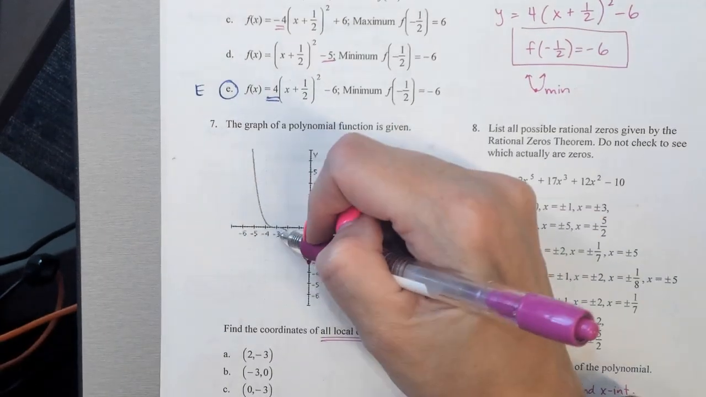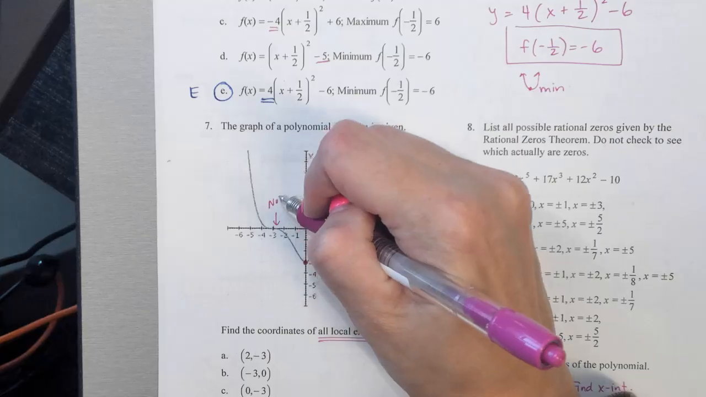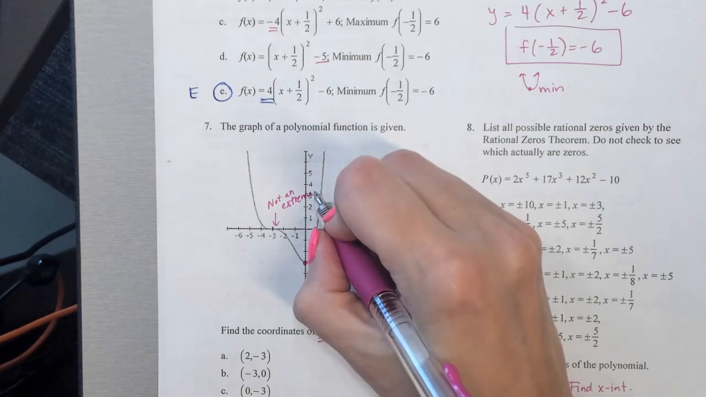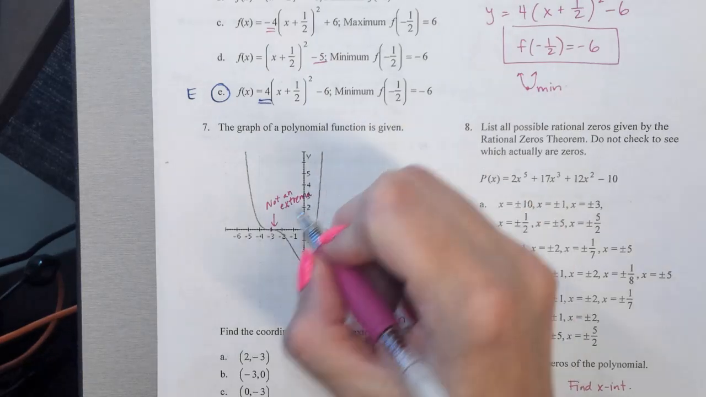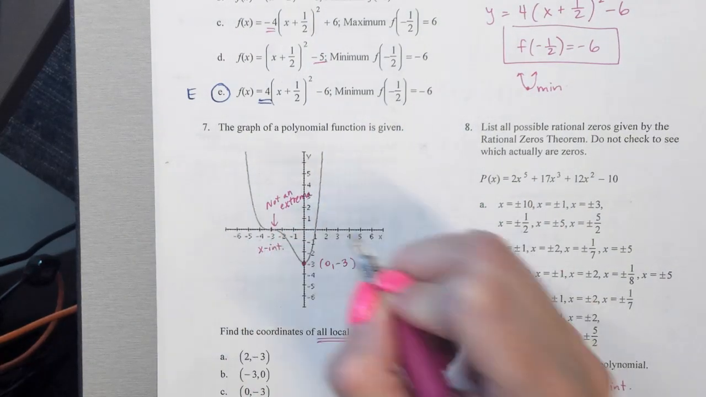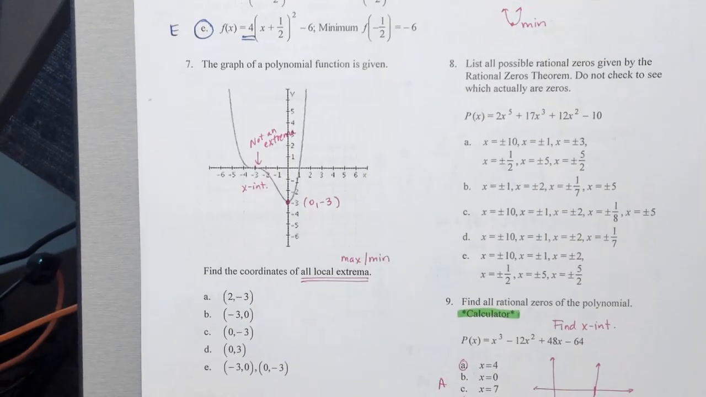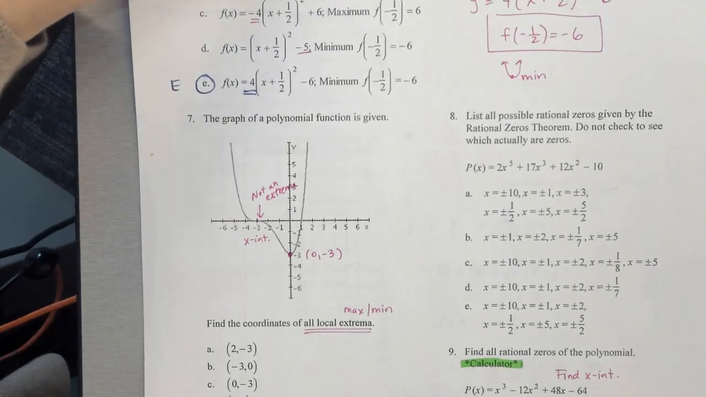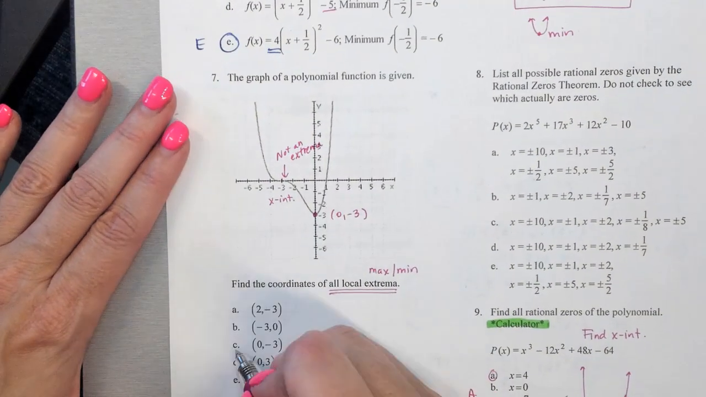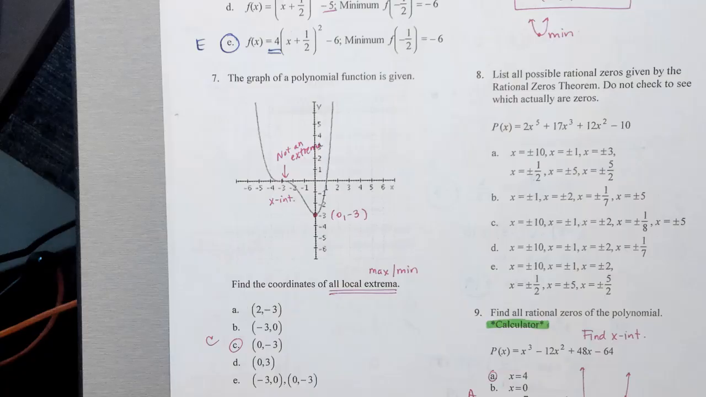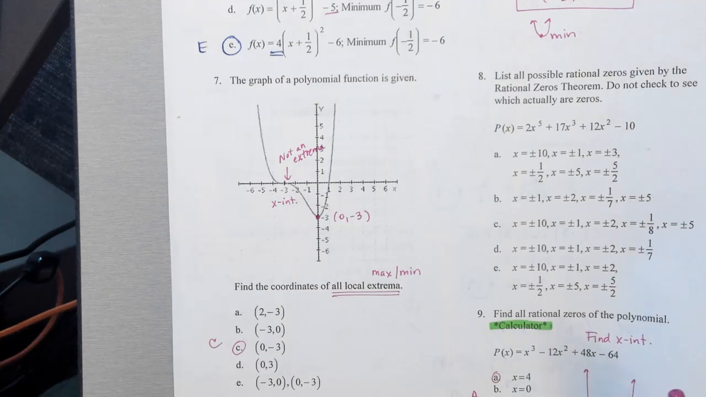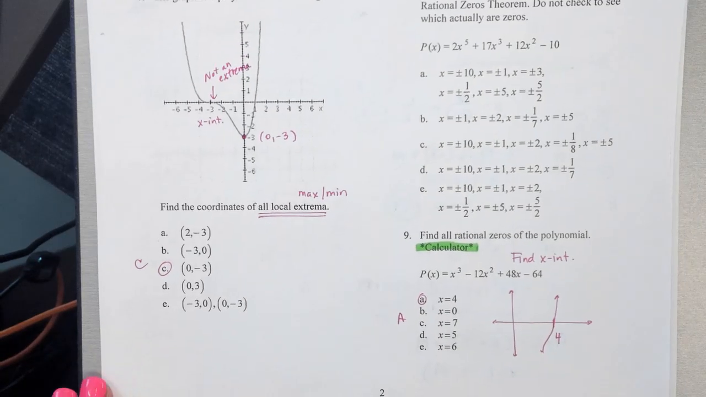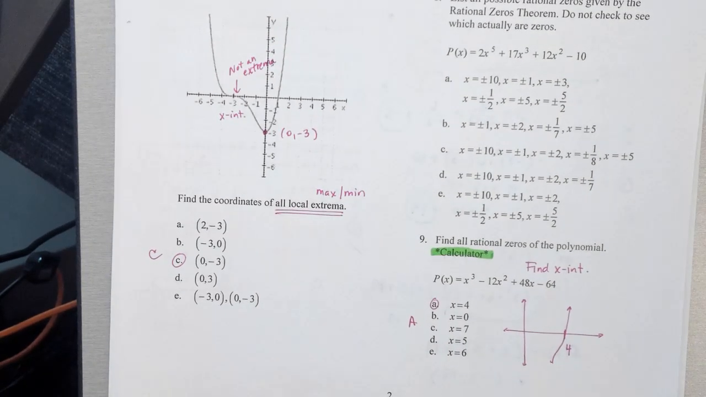Okay, this is not an extrema. It's bending through. This is just an x-intercept. Okay, you can have an x-intercept that's an extrema, but it would come up. It's not going to bend through like that. So your only solution here would be C. Okay, so extrema are going to be a max or a min. You're going to have some kind of curve there.